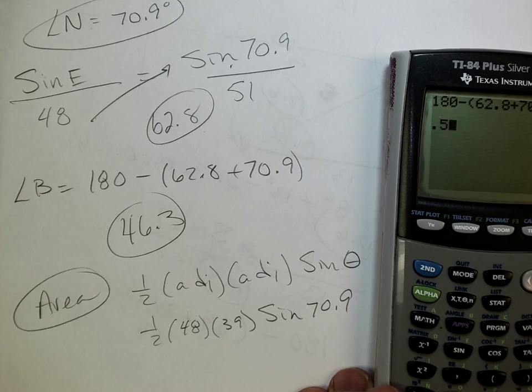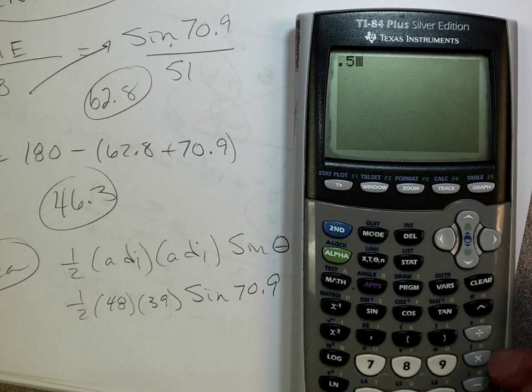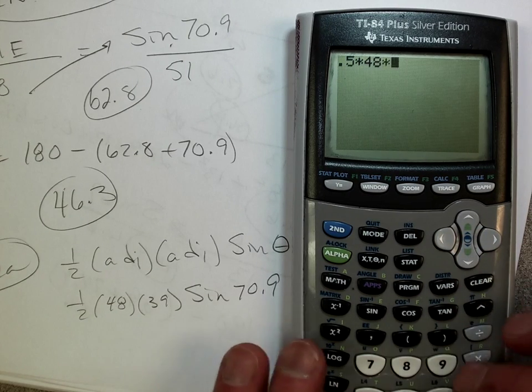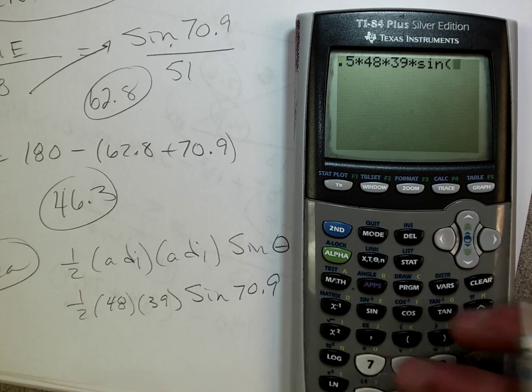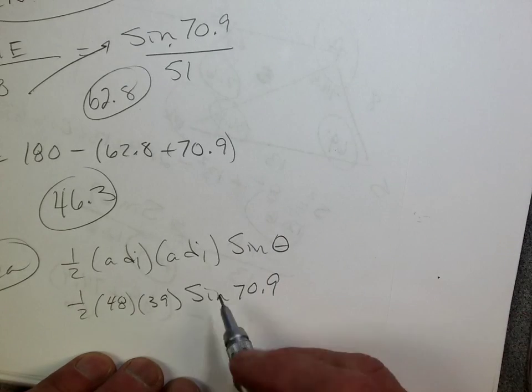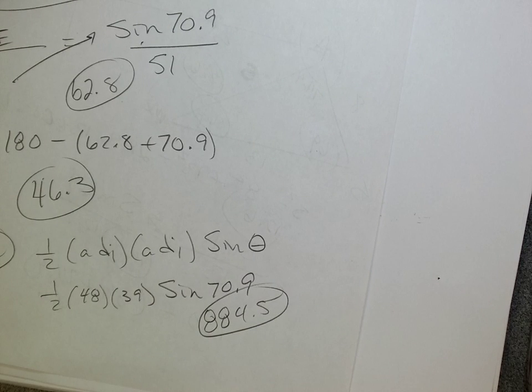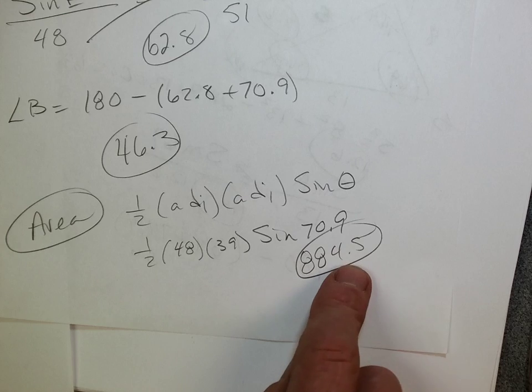I'm going to go 0.5 times 48 times 39 times the sine of 70.9, and I get an answer of about 884.5. Okay. All right. Good. Thumbs up. All right. Let's go ahead and do the last problem.